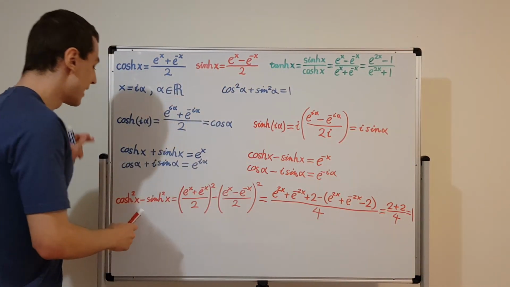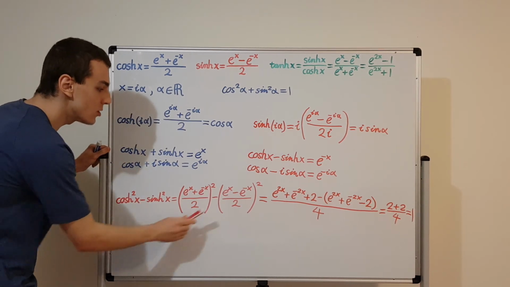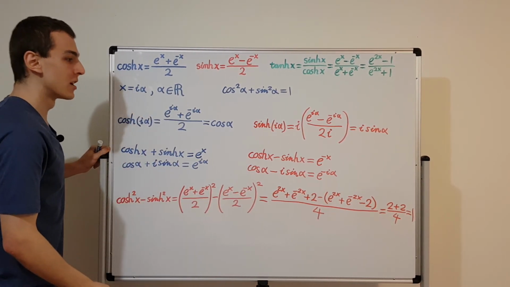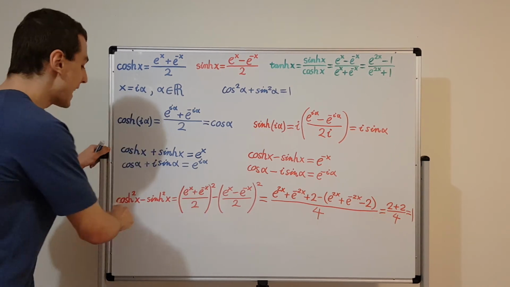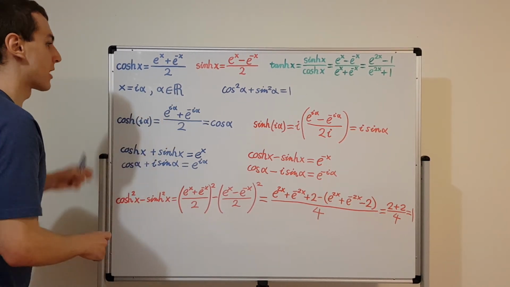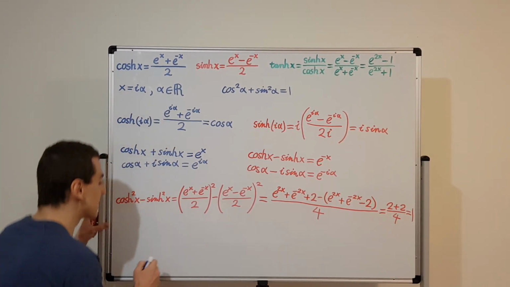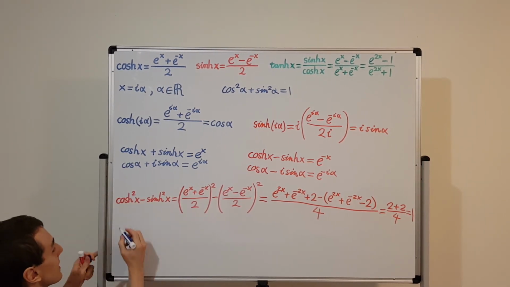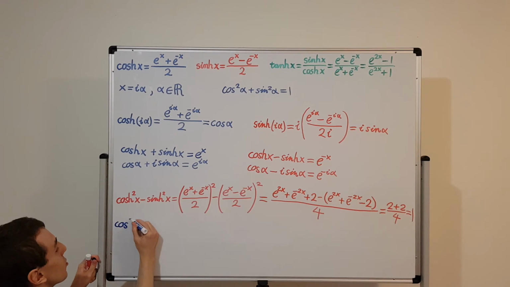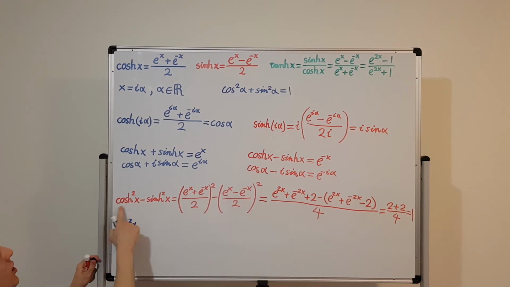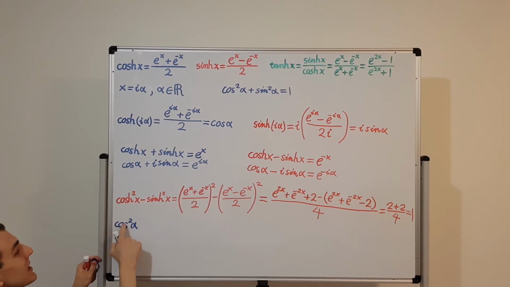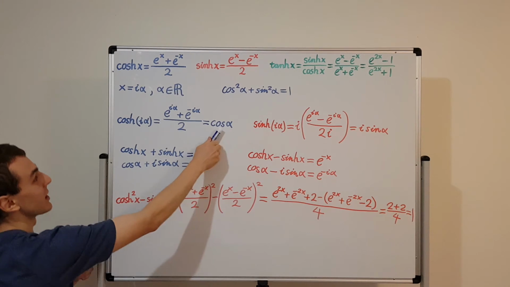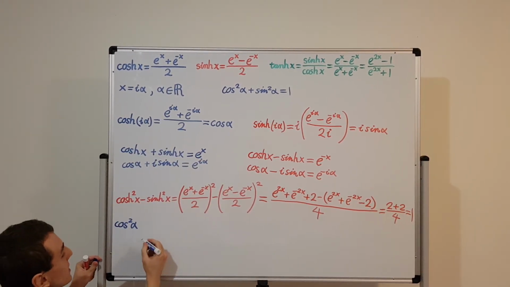So we've proven that this works. It follows from the definition over here. So this is always equal to 1. So that is the analogous version of this trigonometric identity. This, if we substituted in x equals i alpha, we would actually get cosine squared of alpha, right? Because cosh squared of x, these guys are the same function when we substitute x equals i alpha, as we can see from up here.